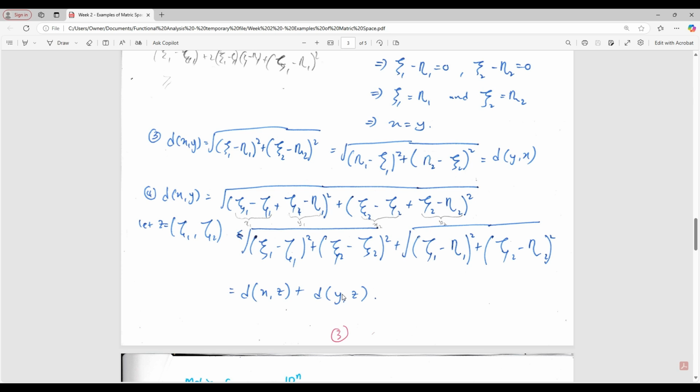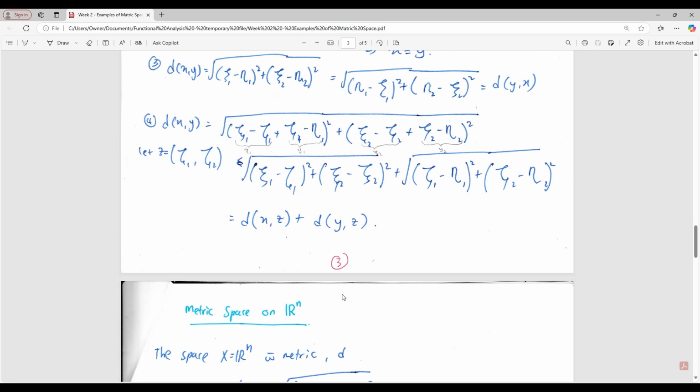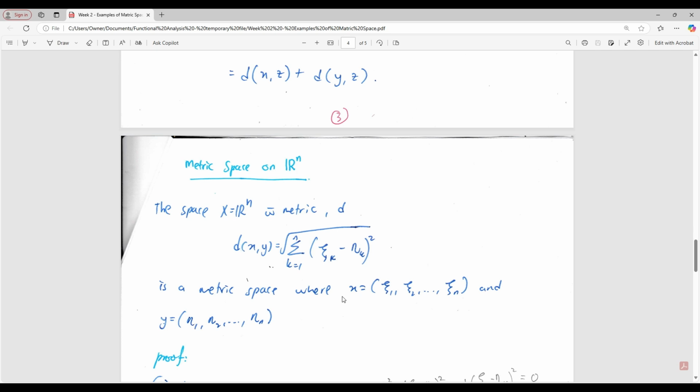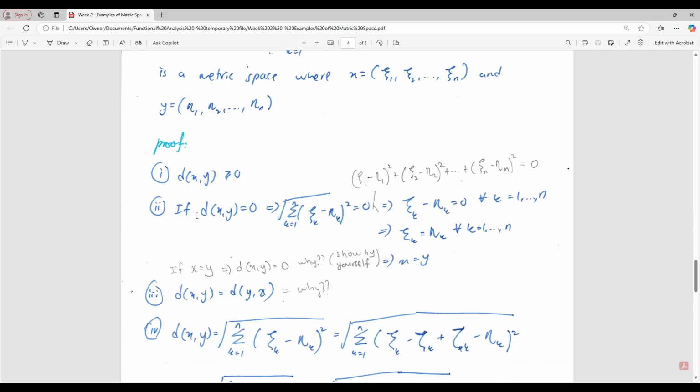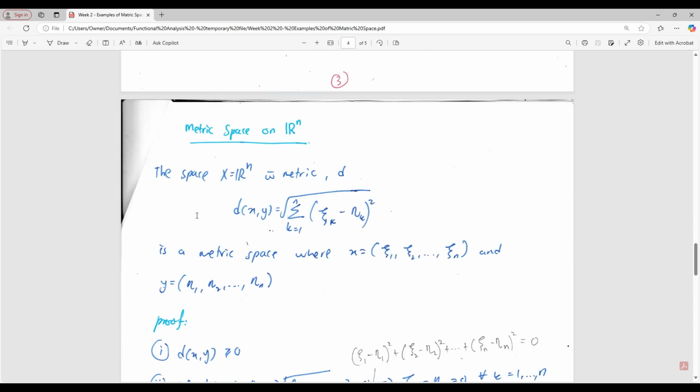This part is actually the difficult one, because we need to use the Minkowski inequality. That's why in my first class I started with the Minkowski inequality, because it is the most critical part in proving whether something is a metric space or not, especially for this space. This is a kind of standard space that we learn, which is why we need the Minkowski inequality. So next one, metric space on Rn.